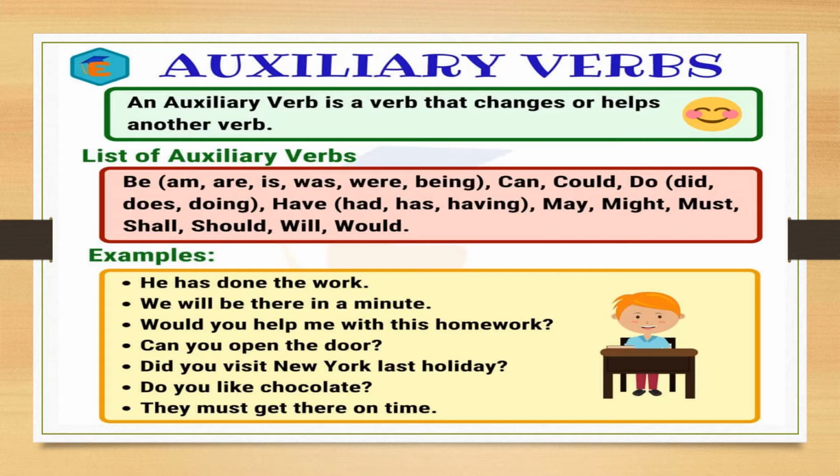Examples: He has done the work. We will be there in a minute. Would you help me with this homework? Can you open the door? Did you visit New York last holiday? Do you like chocolates? They must get there on time. All these are auxiliary verbs and they help the main verb in forming the rest of the sentences.